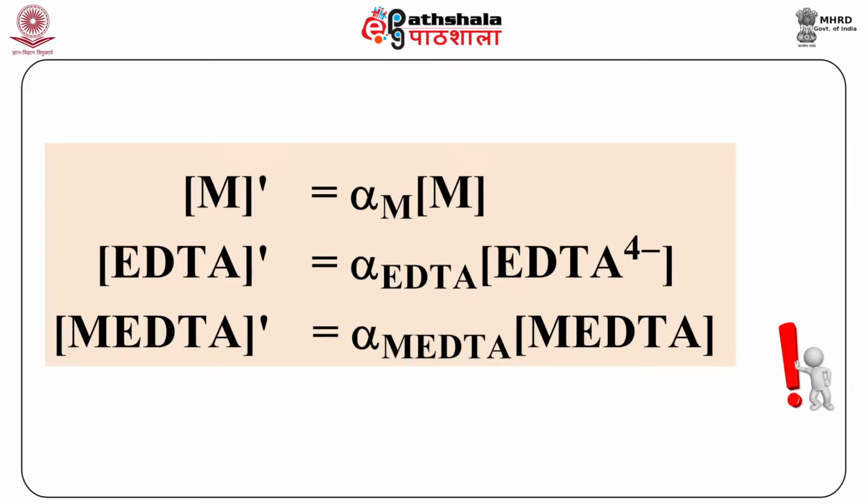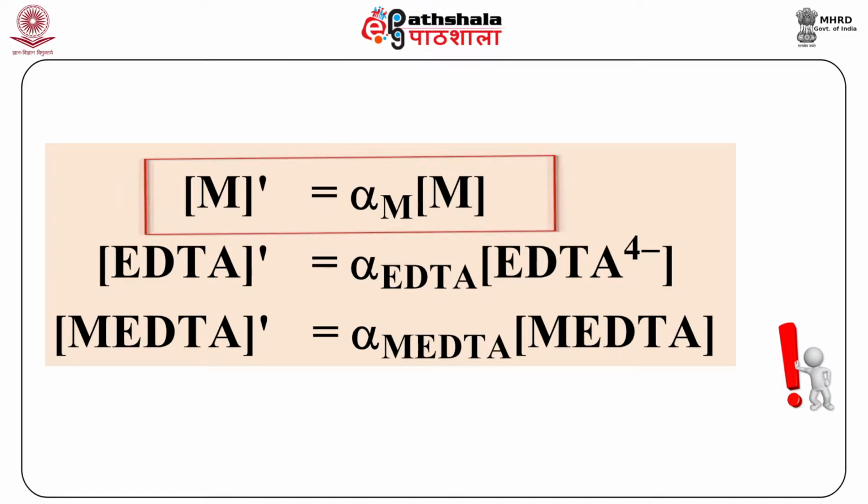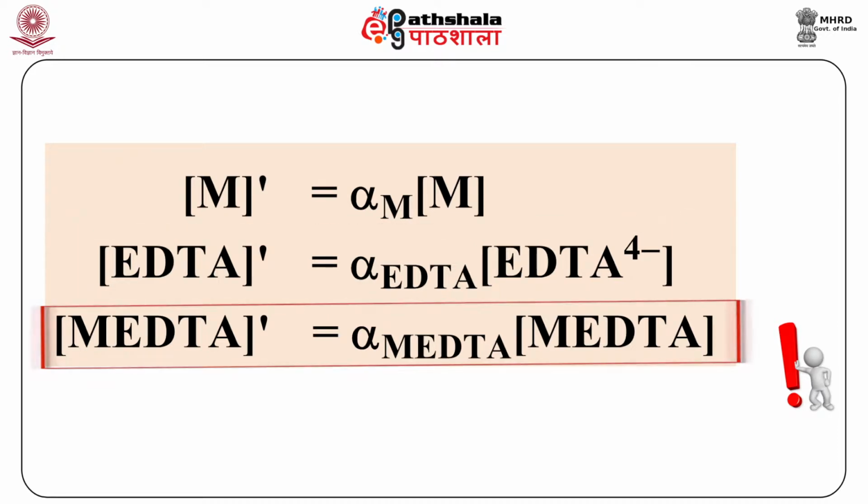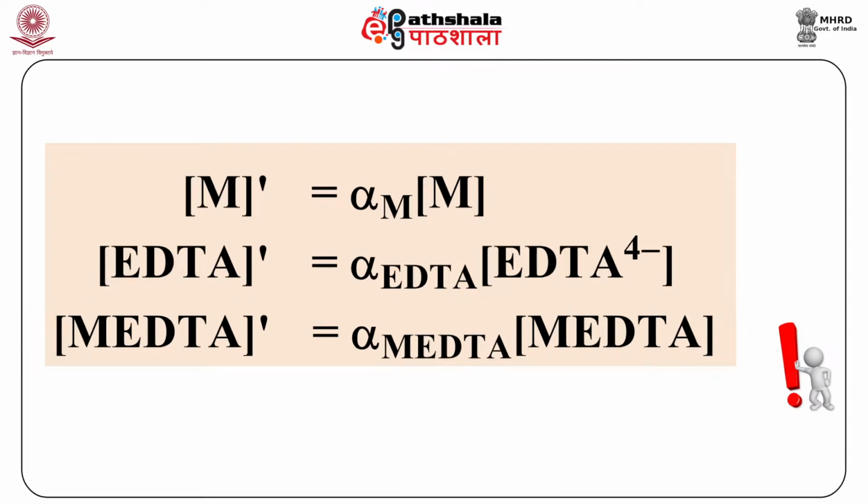The apparent concentrations can be expressed as: the concentration of metal M' is equal to alpha M times the metal concentration, the EDTA' concentration is equal to alpha EDTA times the concentration of EDTA4- anion, and the concentration of MEDTA' is equal to alpha MEDTA times the concentration of MEDTA, where the coefficients alpha M, alpha EDTA and alpha MEDTA depend on the experimental conditions and the nature of the species.